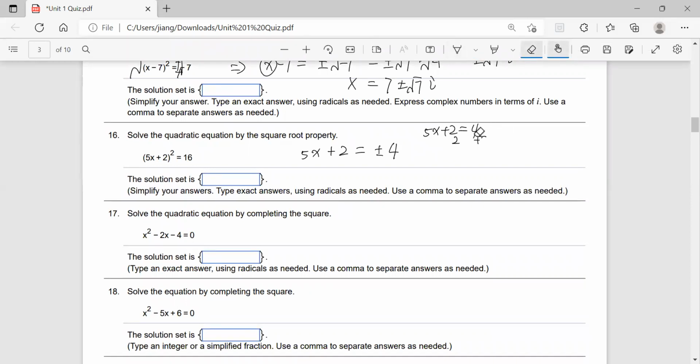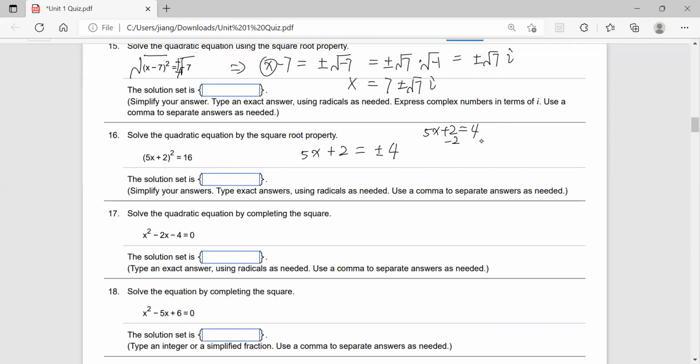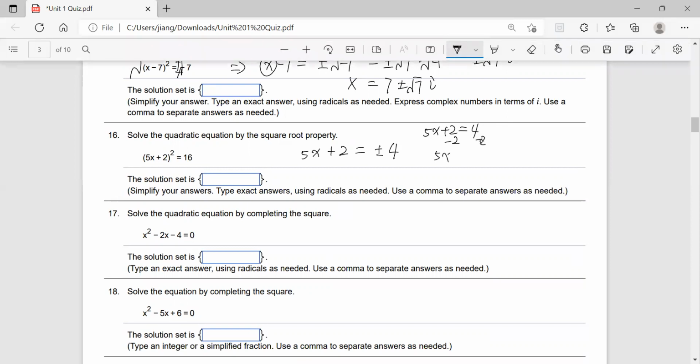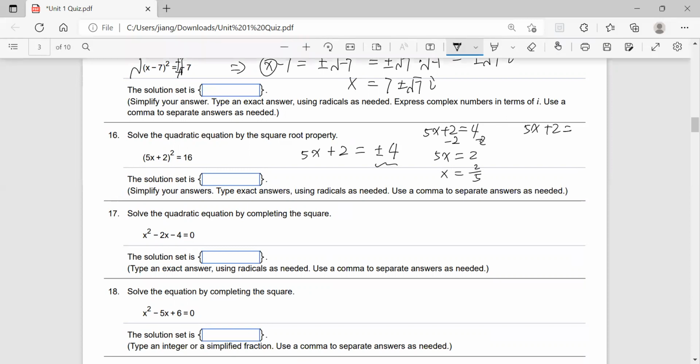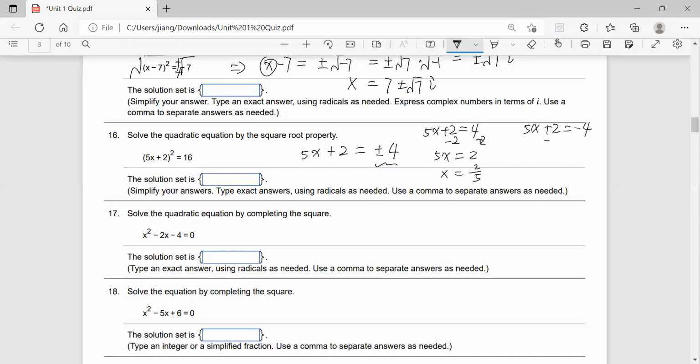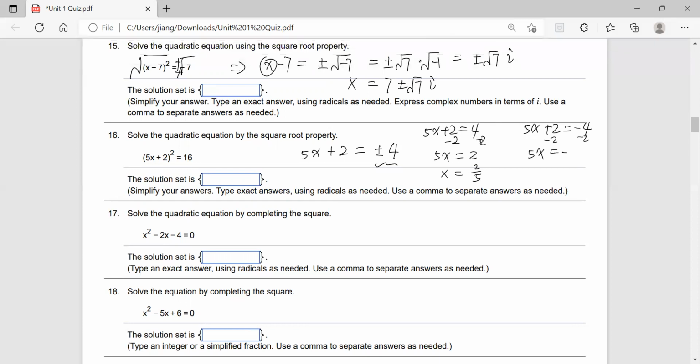Subtract 2, because I want to get rid of the 2 from the left-hand side. So minus 2, minus 2. 5x equals 2, divided by 5, x equals 2/5. And there is another case: 5x plus 2 equals negative 4. So both sides subtract 2. So 5x equals negative 6. x equals negative 6 over 5.